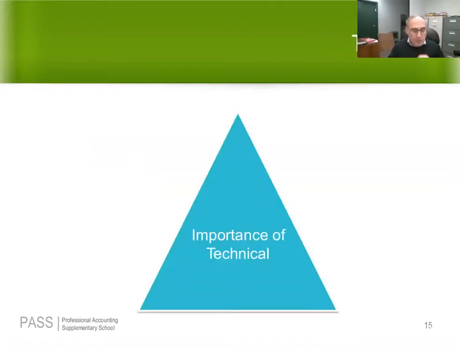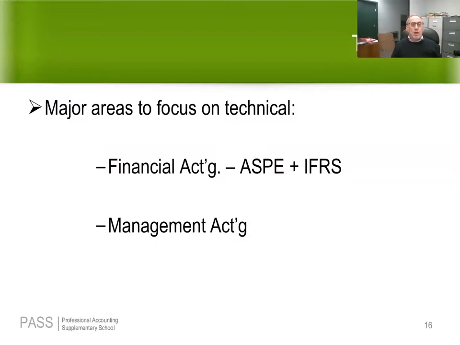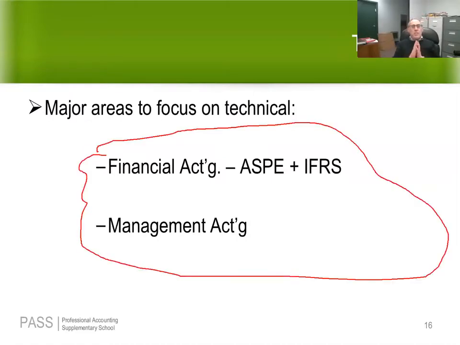Now, what about technical? Getting through the CP, it's very, very important to learn how to write cases effectively. But the foundation is still technical. However good a case writer you are, you still need to know your technical, of course. So the major areas to focus on for technical, the two biggest areas I would spend my time on, are financial accounting and management accounting. These are the two most heavily tested areas on the CP.